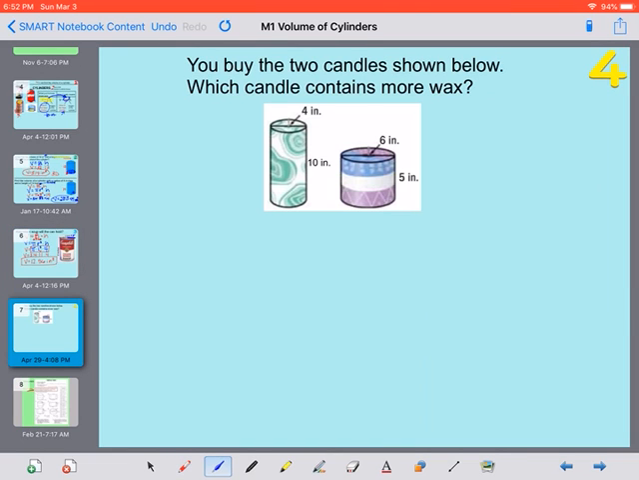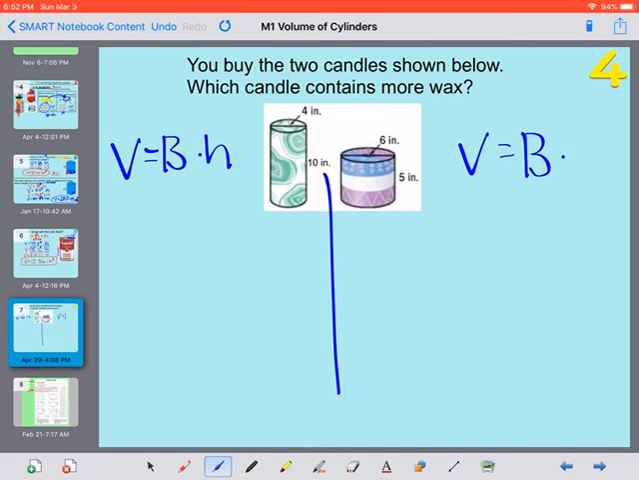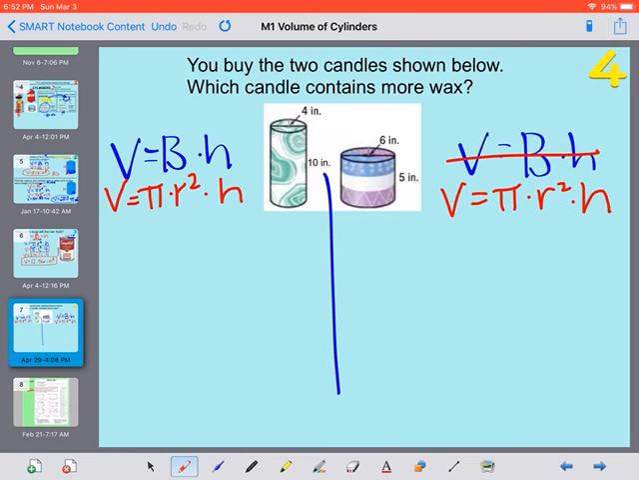Last question. This one we're going to have to think about. It says you buy the 2 candles shown below. Which candle contains more wax? So we're going to solve each of these to find the volume of each one, and then decide which candle has more wax. So remember, area of the base times the height. Same thing, area of the base is a circle, pi r squared. If you don't need to write this one, that's fine, because we know the area of a base is a circle, pi times radius squared times the height.